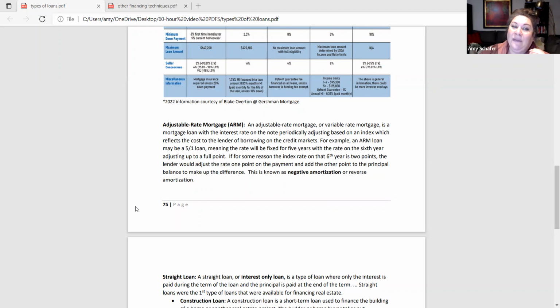And these adjustable rate mortgages were used a lot prior to the mortgage crisis in 2008. Back before then, when we were doing 100% financing, folks were getting an 80% conventional loan and a 20% adjustable rate. That's how they did the 100% financing.